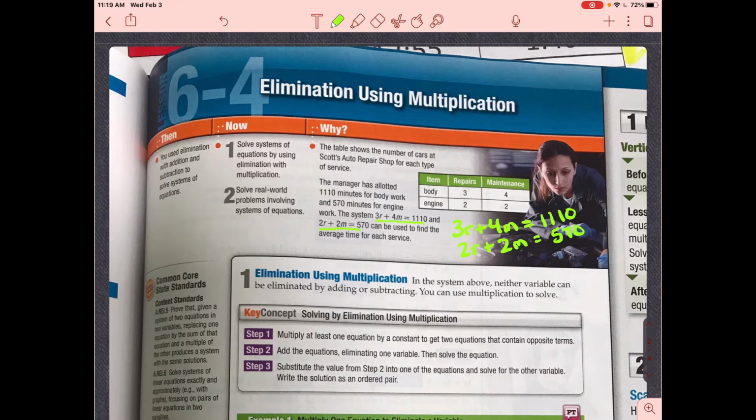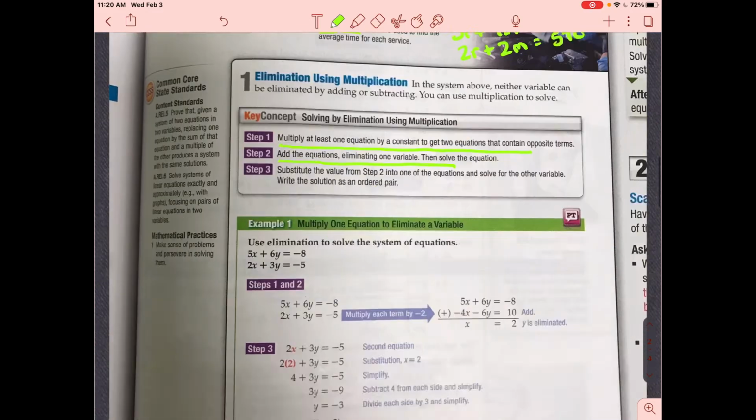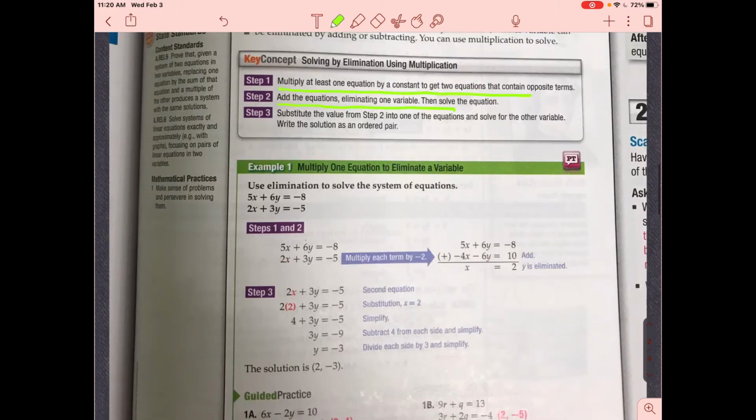So what we're going to do today is we are going to multiply at least one of the equations by something that causes us to get opposite terms that will be eliminated when I add them together. So we're doing the same thing we did in the last lesson, but we're just going to do a little bit of manipulation to multiply one of our equations and make it so that it will cancel.